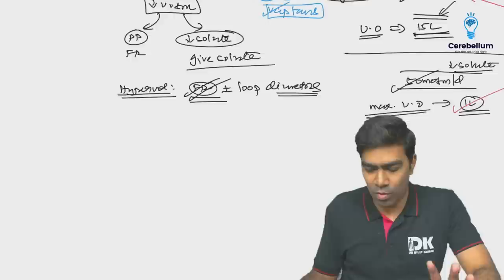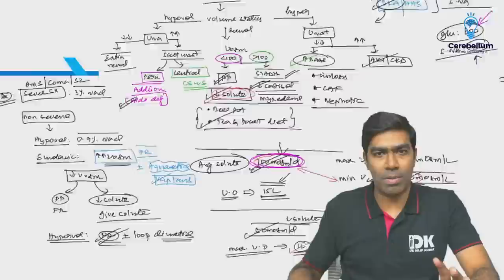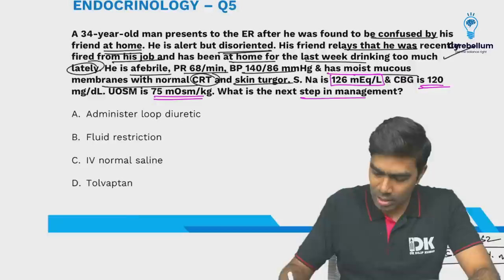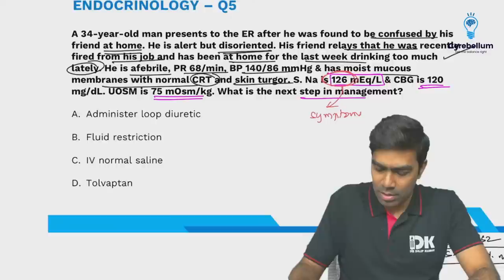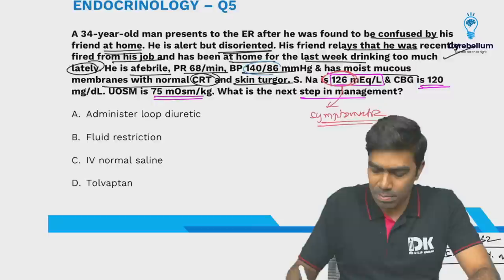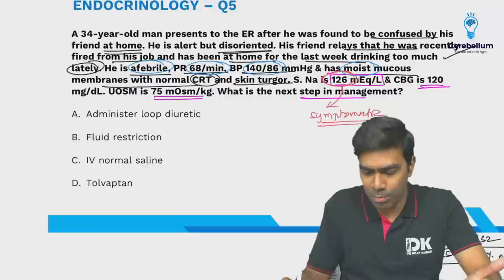So look at our patient. Now I told you everything about hyponatremia. Our patient is having symptomatic hyponatremia, and look at his volume status. BP normal, moist mucous membranes, afebrile, pulse rate is not high, not a hypovolemic state, and everything is fine. So this patient is euvolemic, symptomatic euvolemic hyponatremia.